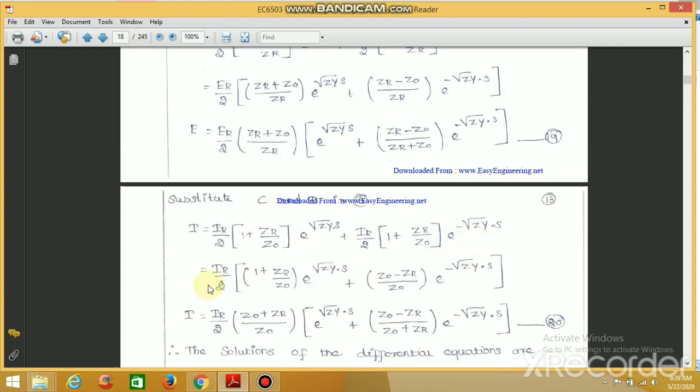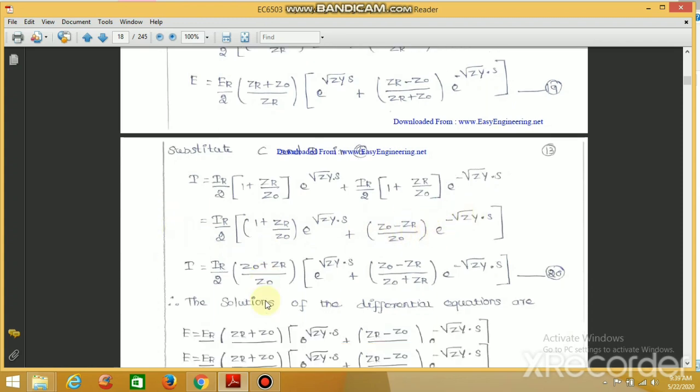So again similarly, IR by 2 (1 plus ZR by Z0) e power root Z by S plus (1 minus ZR by Z0) e power minus root Z by S. Again you take the common factor outside and you will find the answer. I is equal to IR by 2 (Z0 plus ZR) by Z0 e power root Z by S plus (Z0 minus ZR) by (Z0 plus ZR) into e power minus root Z by S.